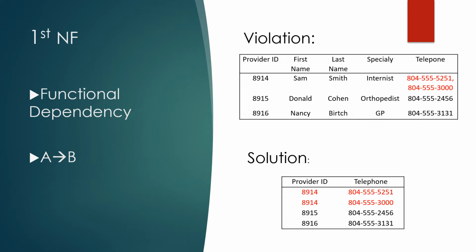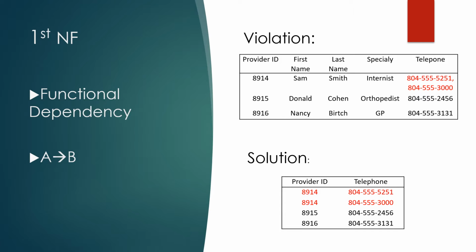Let us look at the provider table. Notice that in the telephone column, two telephone numbers are listed for provider 8914. This is a violation of the first normal form. Two phone numbers are not considered to be an atomic value, they're considered to be a composite value. We solve this by creating a separate table that stores telephone number.